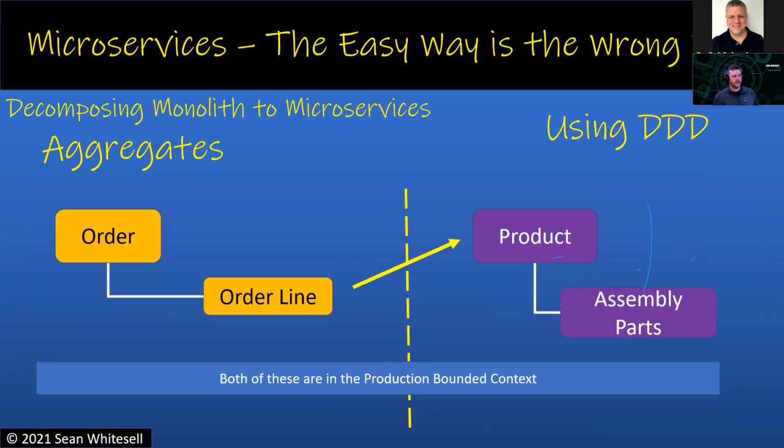So we have orders that are made up of order lines, and we have products that are made up of the assembly parts, such as we buy this raw material, the purchased parts. They're assembled into larger pieces, and then they're finally turned into a bigger product.